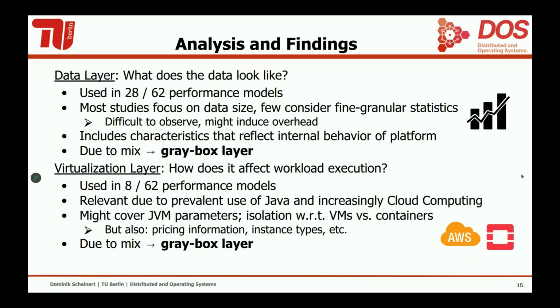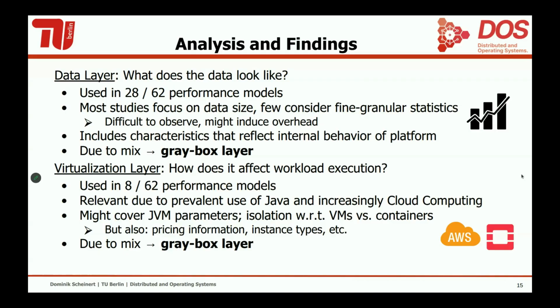Then we also, of course, have the data layer. So what does the data look like, and what are its characteristics? And here we saw that it's used in 28 of these performance models. And here we have to say that most studies focus on data size and only few consider fine granular statistics. So the idea is usually, okay, let's say we have 10 gigabytes of data and it takes 10 minutes for execution. Then if we have 20 gigabytes of data, it's 20 minutes of execution.